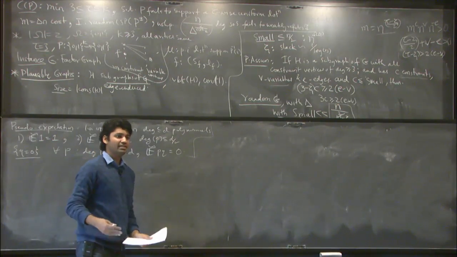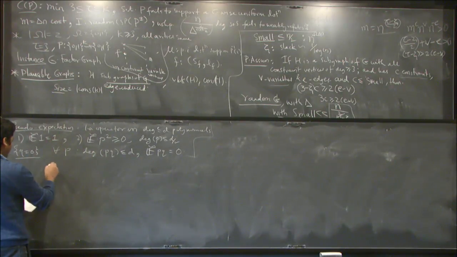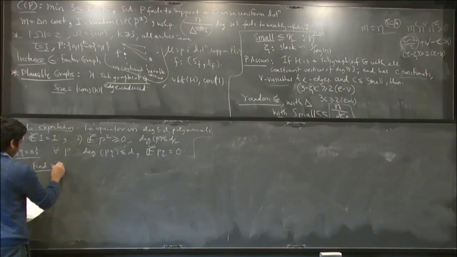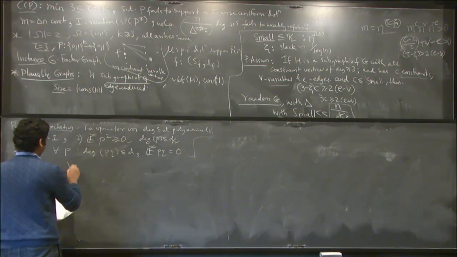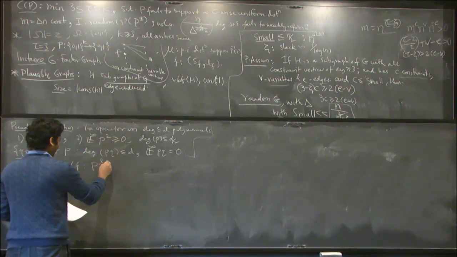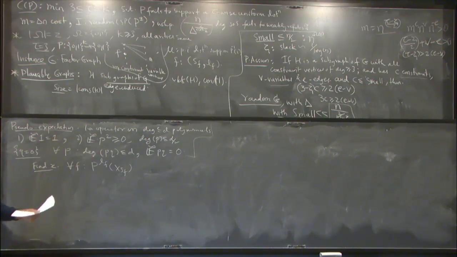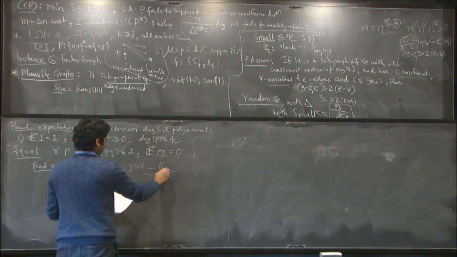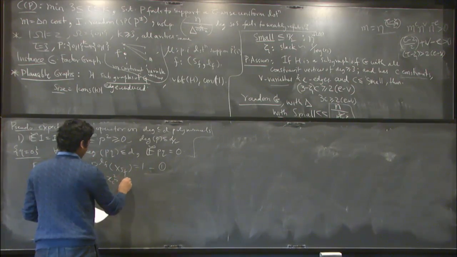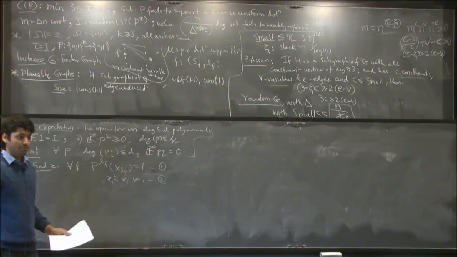So why is our CSP this problem? Quickly, it's really simple. I want to find an x. I'm looking at weak refutation, so the algorithmic problem is to find an assignment that satisfies all my constraints in the CSP. So I'm going to say that for all f, P_{L_F}(x_{S_F}), this is my notation for P shifted by L_F and then applied to the scope S_F, has to be satisfied. Let's call this constraint 1, and then x_i squared equals x_i. This is the Boolean constraint for all i. So you agree that this polynomial optimization program is exactly what I want to solve.